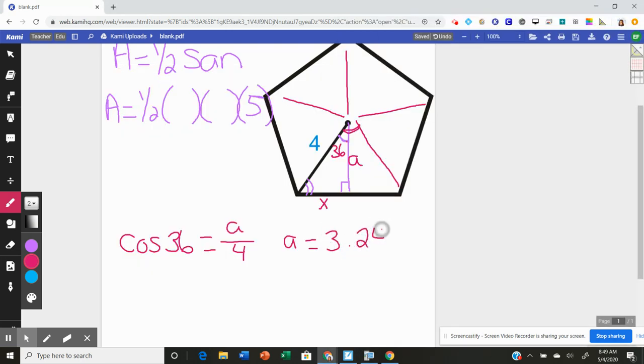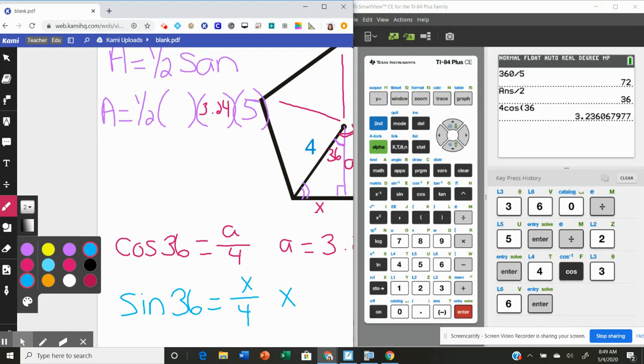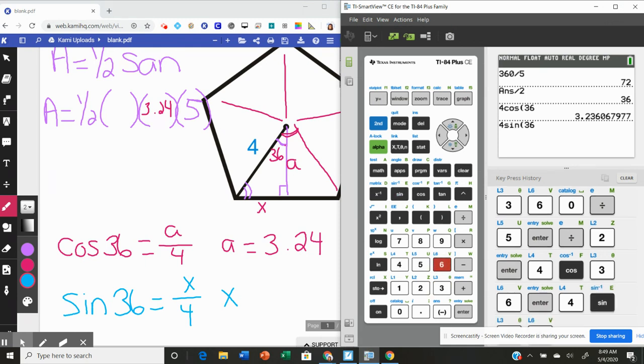I'm going to leave that value up in my calculator, so I'm going to find the exact answer for the area later. But I'll put 3.24 up here now for the length of my apothem. To figure out my side length, I then have to solve for x. So I'll reference my hypotenuse again. So this time I'm going to be looking at a sine ratio. So sine of 36 is equal to x over 4. When I solve for x here, 4 times the sine of 36, I'm going to be getting about 2.35.